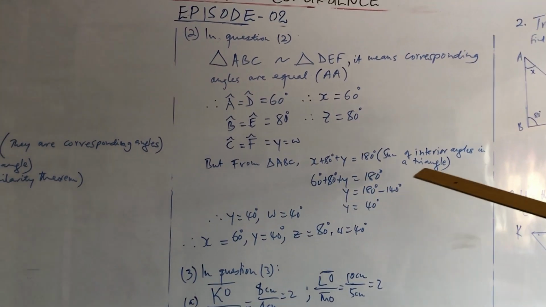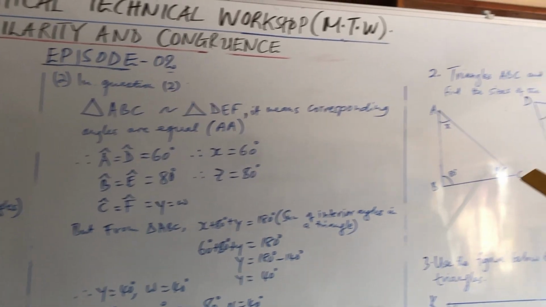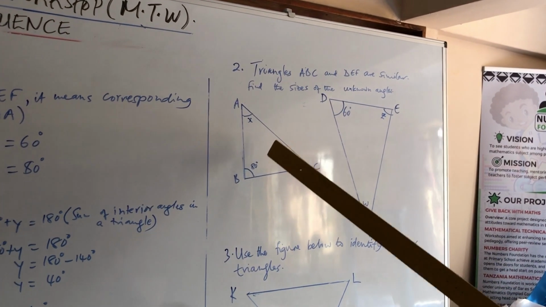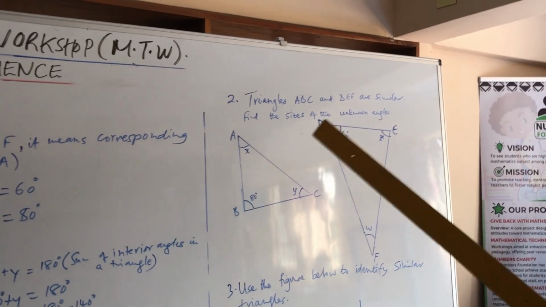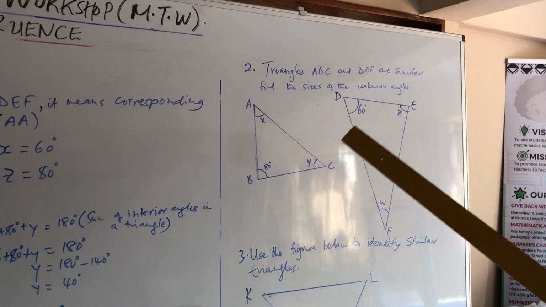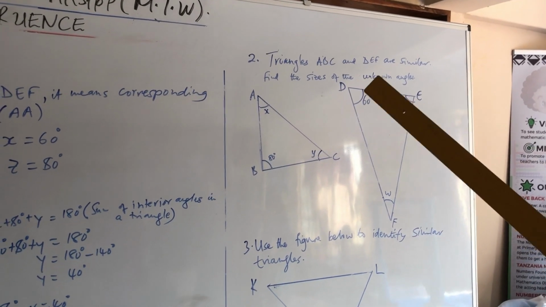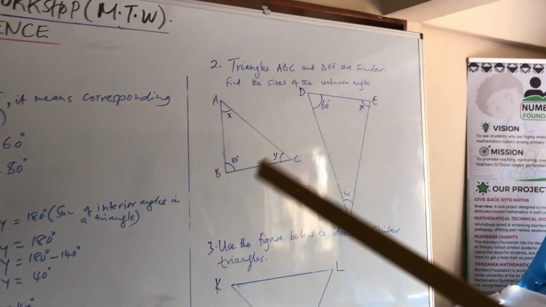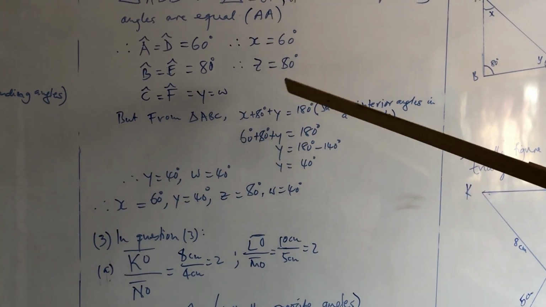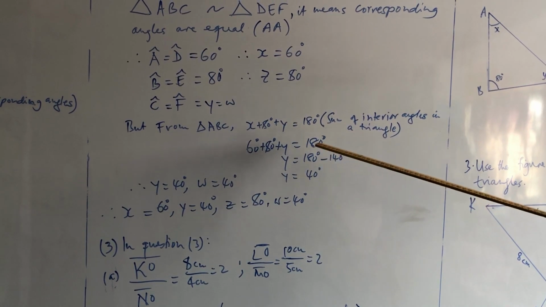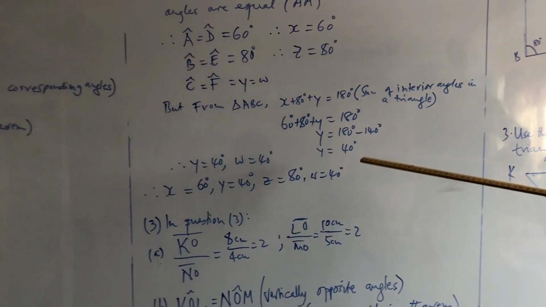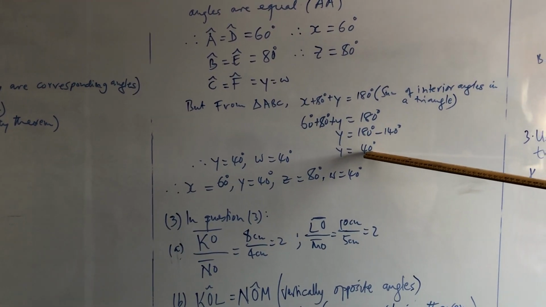But from triangle ABC, we can also say that angle X plus angle 80 plus angle Y is equal to 180 degrees, from the simple reason that the sum of three angles in a triangle adds up to 180 degrees. But what is X? 60 degrees plus 80 plus Y? We don't know it. Is equal to 180 degrees. If we solve this simple equation, we end up getting Y is equal to 40 degrees.